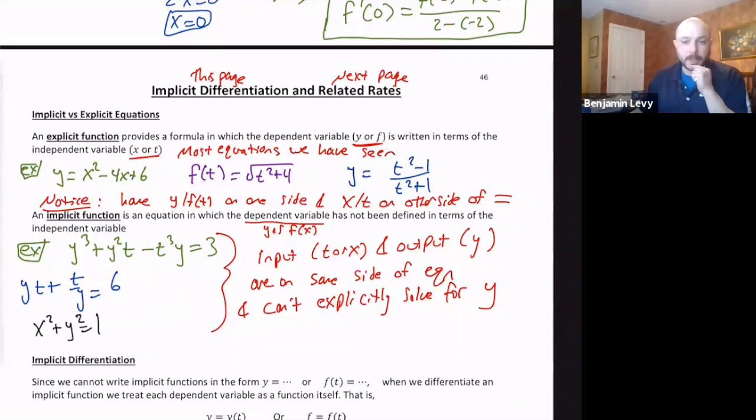Let me just pause there and see. This is mostly a notation or conceptual thing so far. We're obviously going to look at some examples in a second. But do we see the difference between implicit and explicit?